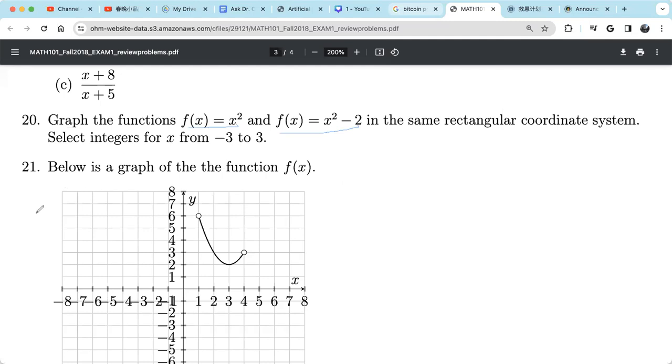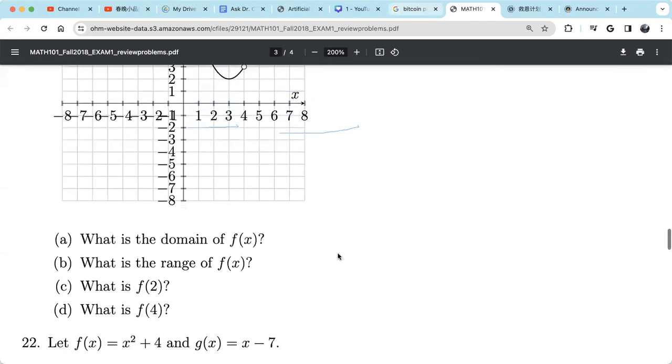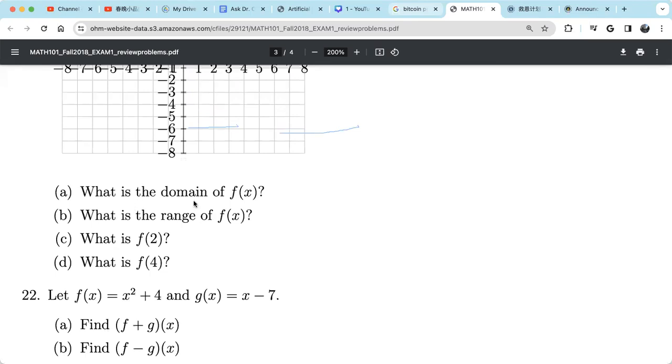Okay, let's see 21. In 21, we're given this function as a graph. The question is asking for the domain of the function, the range of the function, and f of 2 and f of 4.